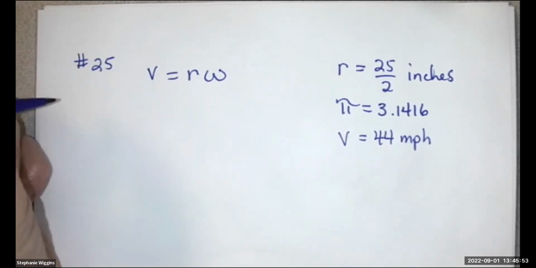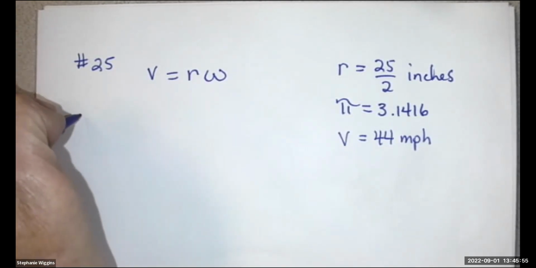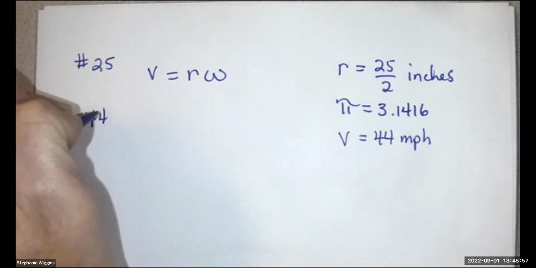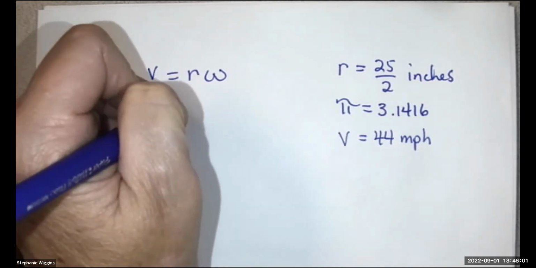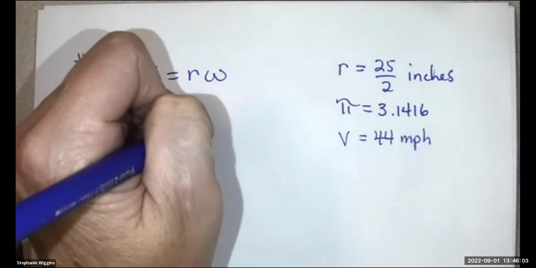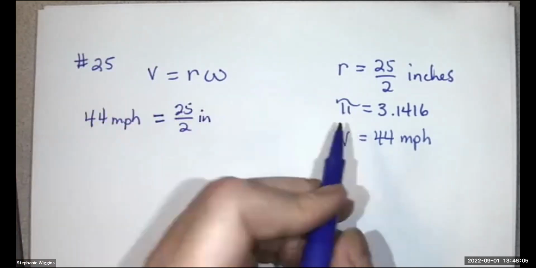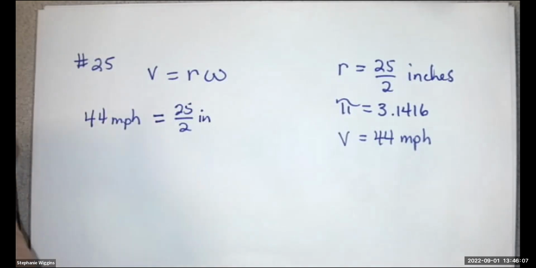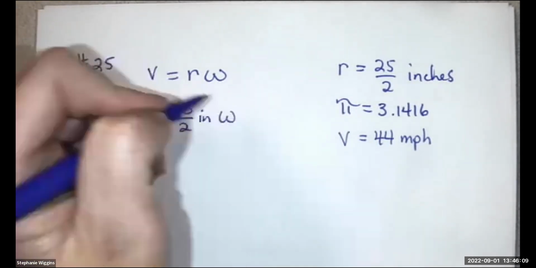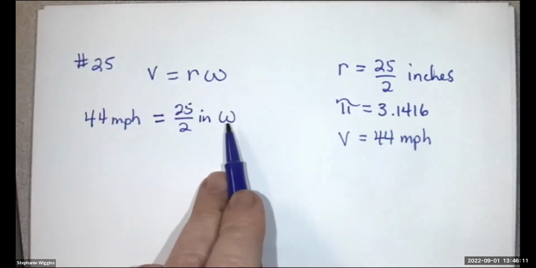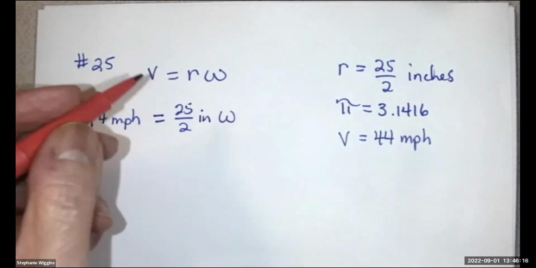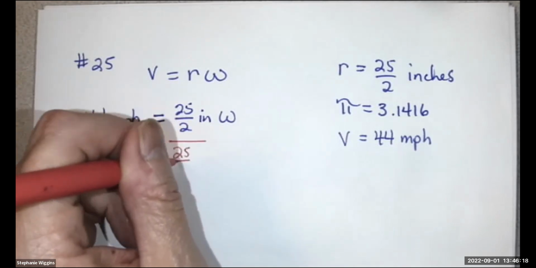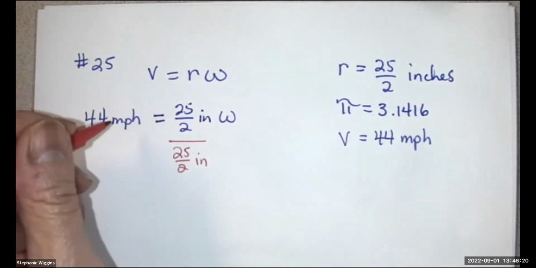And plugging that in, we're going to get that 44 miles per hour is equal to 25 over 2 inches multiplied by your omega. And this is what we're trying to solve for. So I'm going to divide both sides by 25 halves inches.